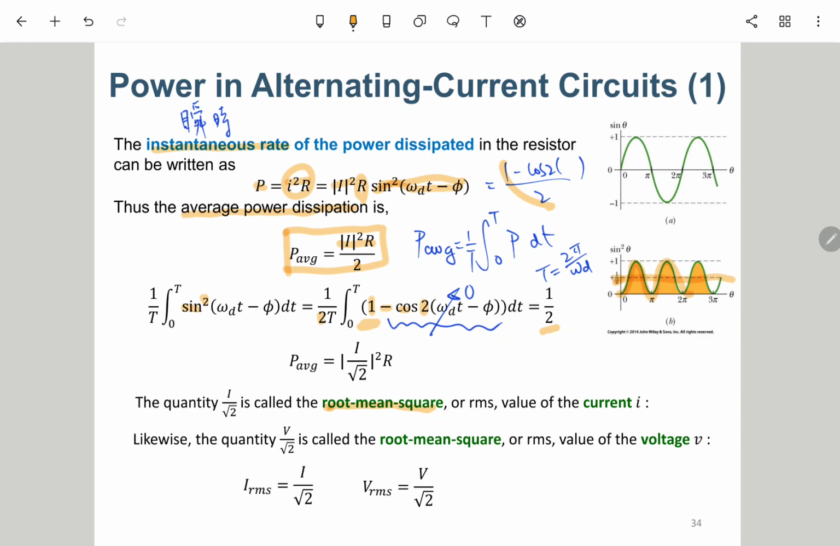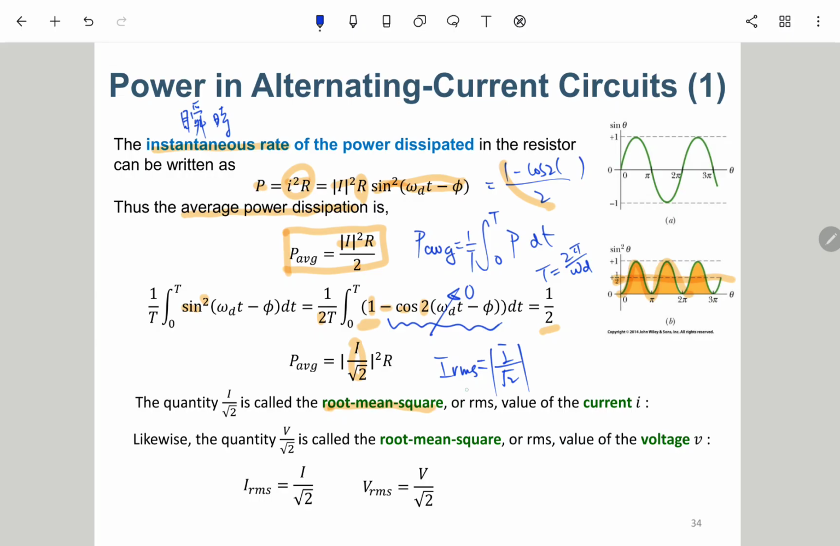It's like an average value. But here what it really means is that we try to define this thing as the IRMS. So the IRMS is nothing but the I over square root of 2. The absolute value of I will be the amplitude, but the RMS value will be this I divided by square root of 2. And then if you want to calculate the power, it is related to the IRMS.